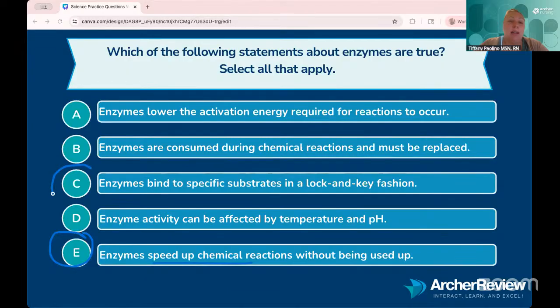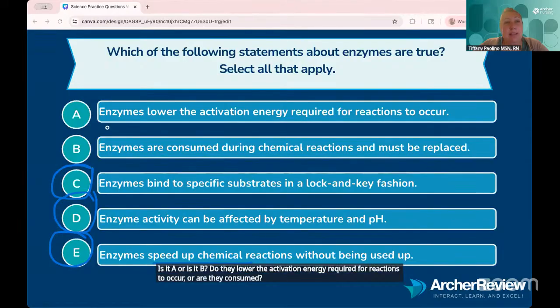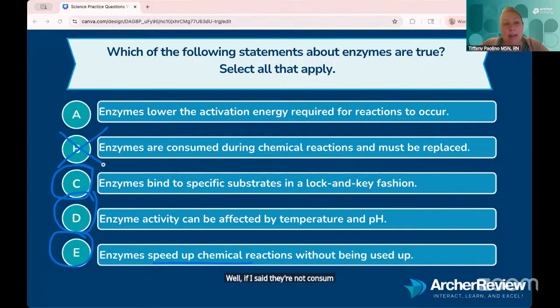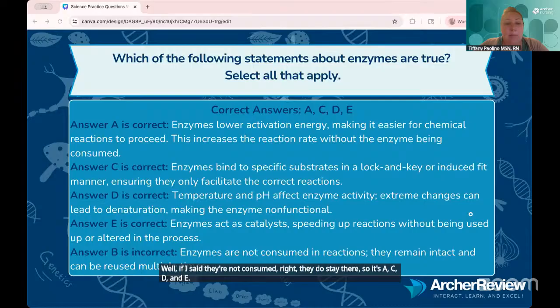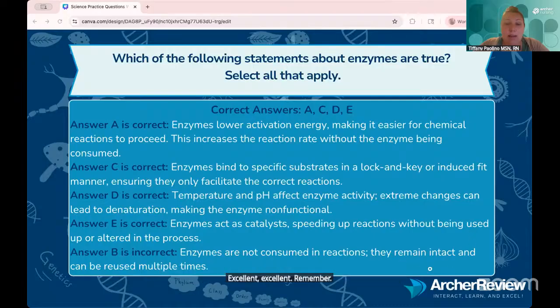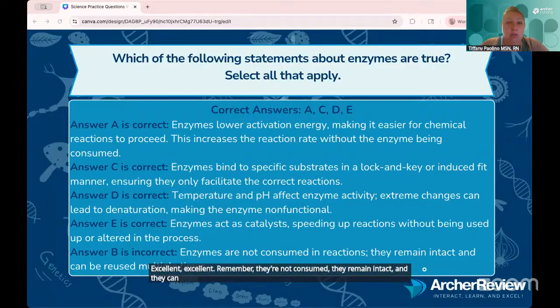You are correct. And guess what? There's one more thing. Is it A or is it B? Do they lower the activation energy required for reactions to occur, or are they consumed? Well, if I said they're not consumed, right, they do stay there. So it's A, C, D, and E. Excellent. Remember, they're not consumed. They remain intact, and they can be reused and reused and reused.